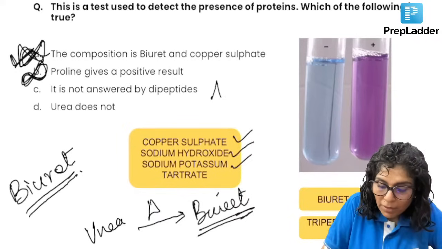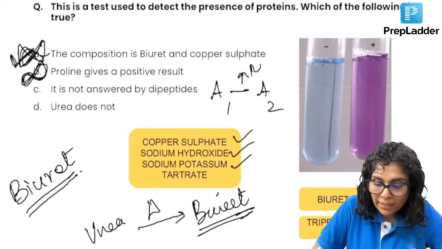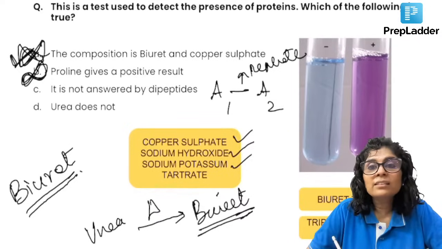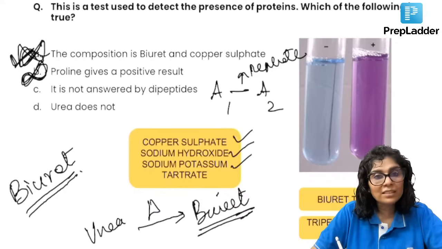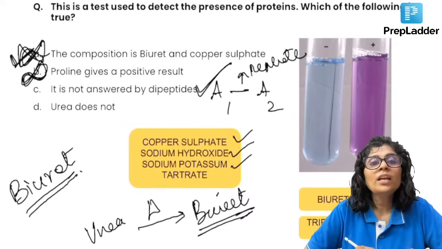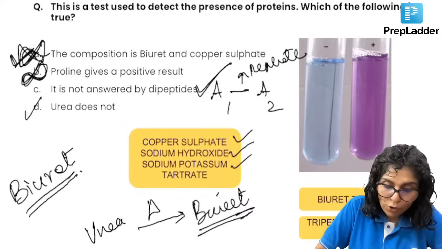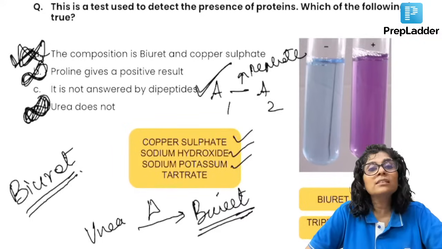All of you tell me what are dipeptides. Dipeptides have 2 amino acids linked by one peptide linkage. Yes, dipeptides cannot answer Biuret test. Only tripeptides and above can answer it. So C is a true statement. Urea does not answer Biuret test is false because urea on heating can answer this test.